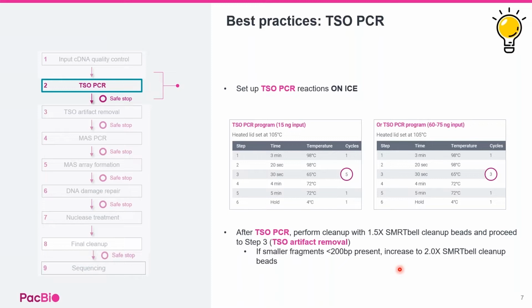After TSO-PCR, it's recommended to perform cleanup using 1.5x SmartBell cleanup beads, but please note that if the cDNA profile contains smaller fragments, less than 200 base pairs, then it's advised to increase the cleanup ratio to 2x.